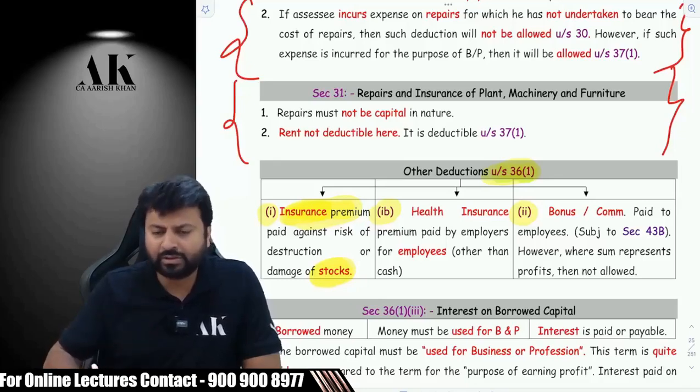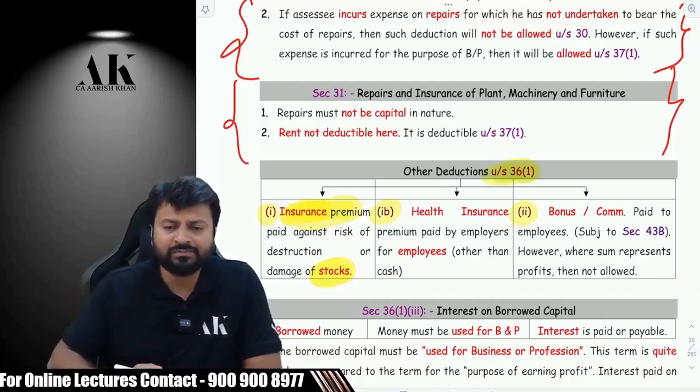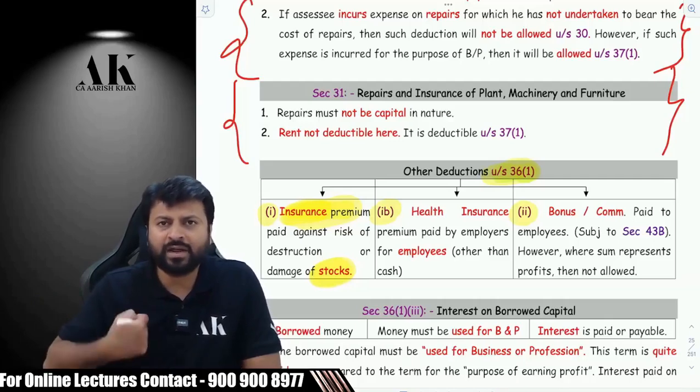So that is also allowed as a deduction to the employer, because for the employer it is a cost, right? If I am an employer, you are an employee, I am taking a health insurance premium for you. So I am incurring an expense for you now. For me it is a cost. Is it allowed? Yes, it is allowed.